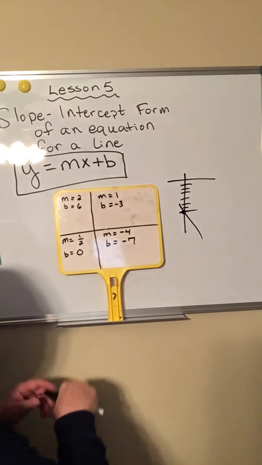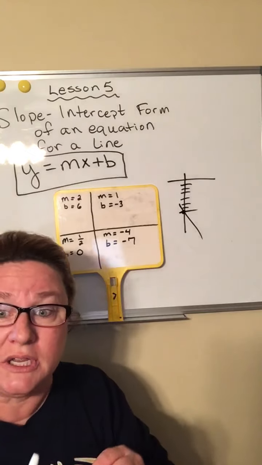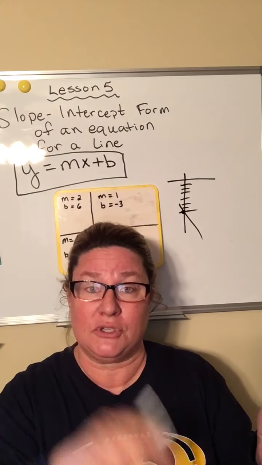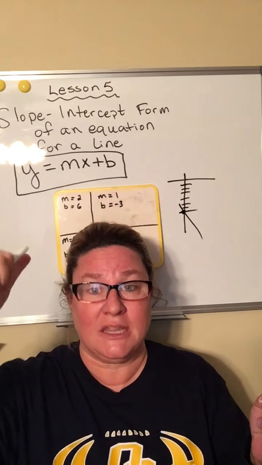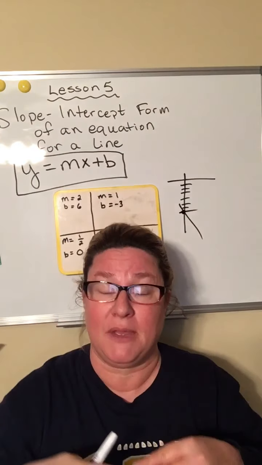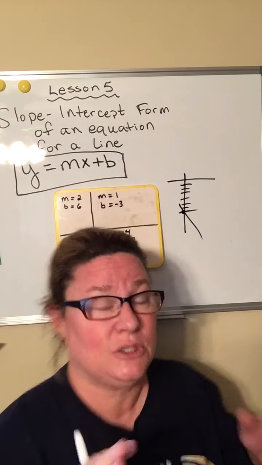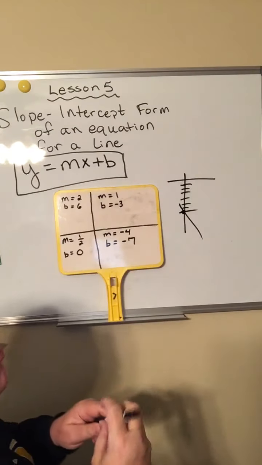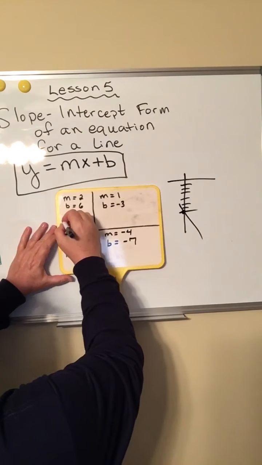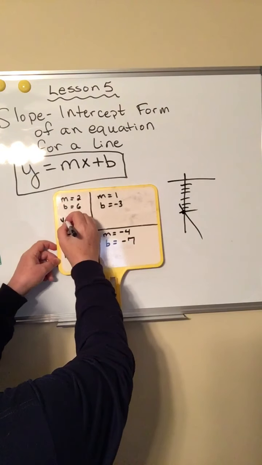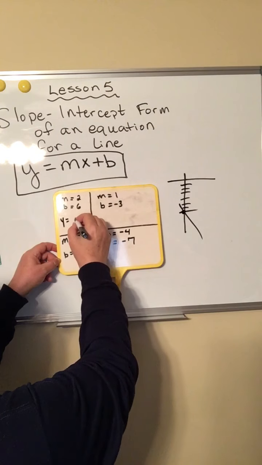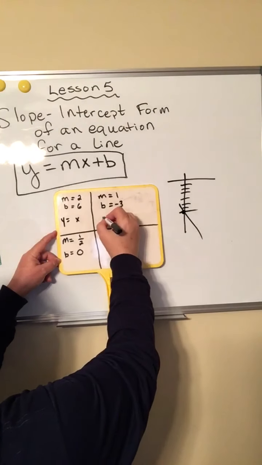Now instead of them giving us the equation and we have to give them the slope and the y-intercept, you get the slope and the y-intercept. You have to make the equation. Well, here's the easiest way to do it. We will always have y being y, equal being equals, and x being x. So we can put that down for everyone.